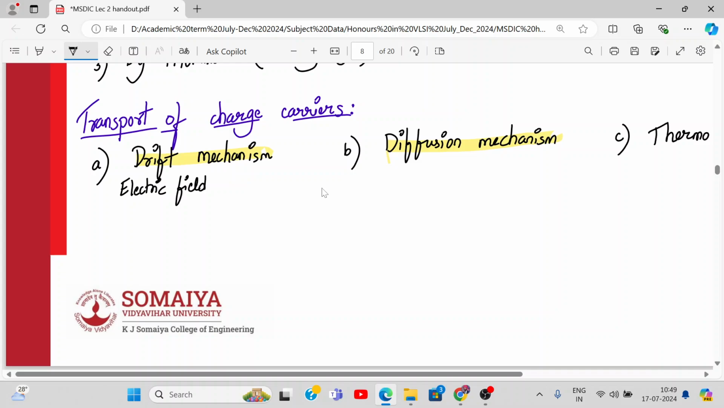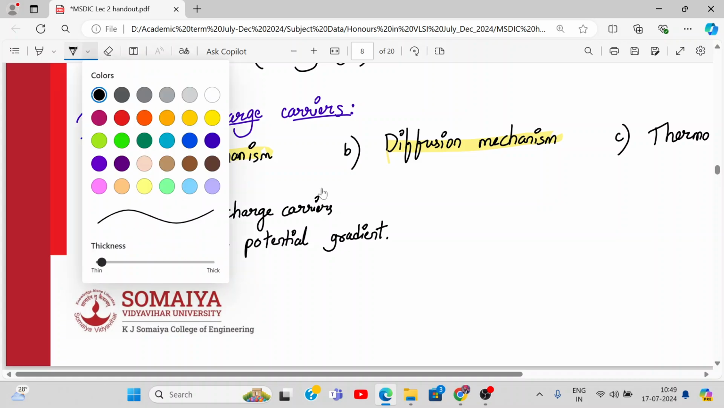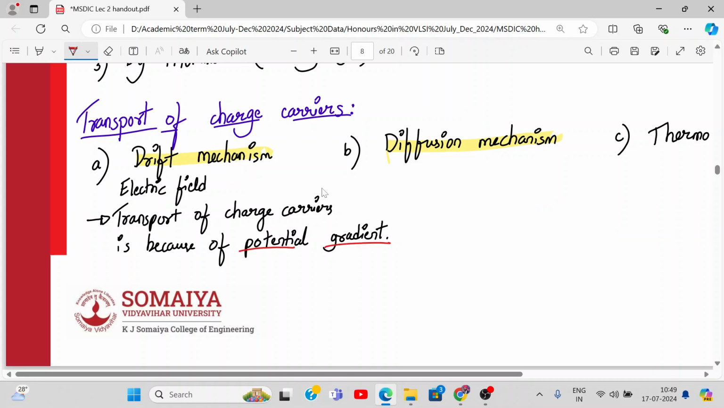Now, I'll explain it with an example. Don't worry about it. So write this statement. In drift mechanism, the transport of charge carriers is because of potential gradient. What do you mean by potential? Potential's other name is voltage. What do you mean by gradient? Means difference. Potential difference or potential gradient. So transport of charge carriers is because of potential gradient.